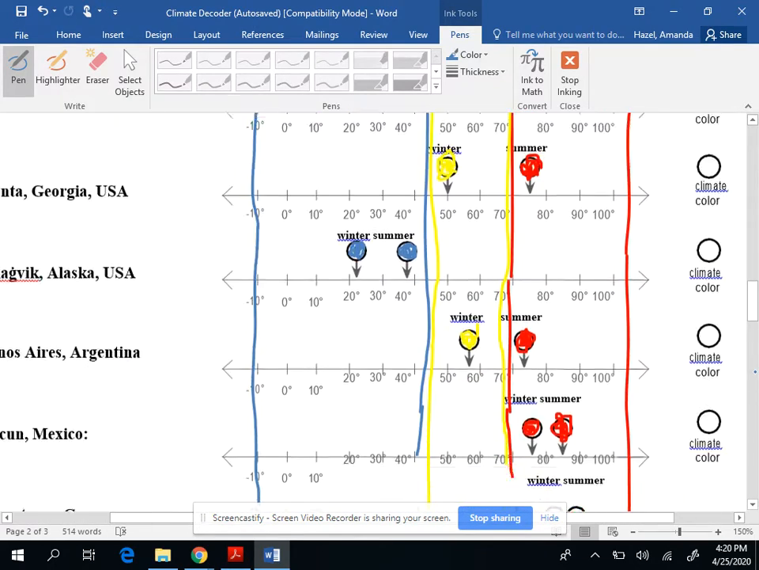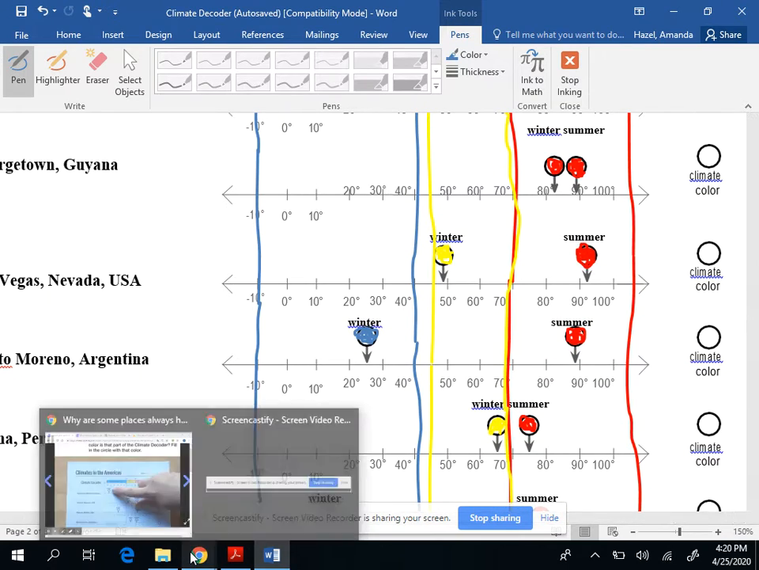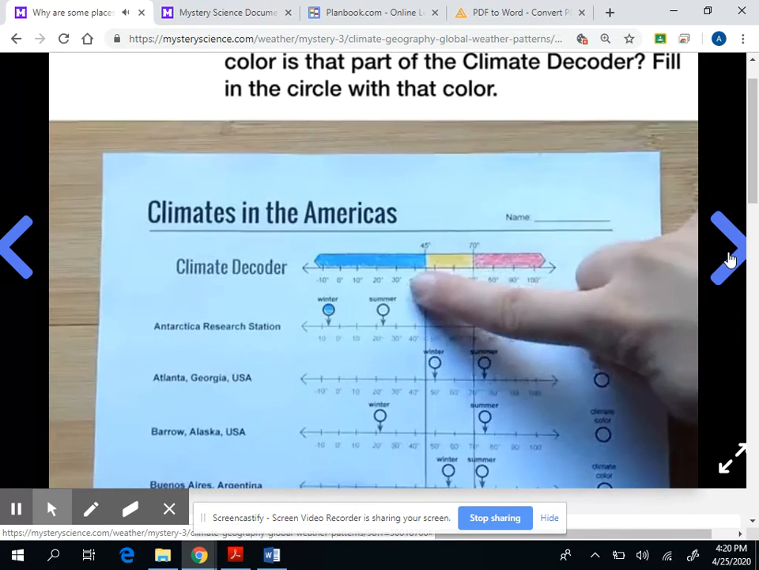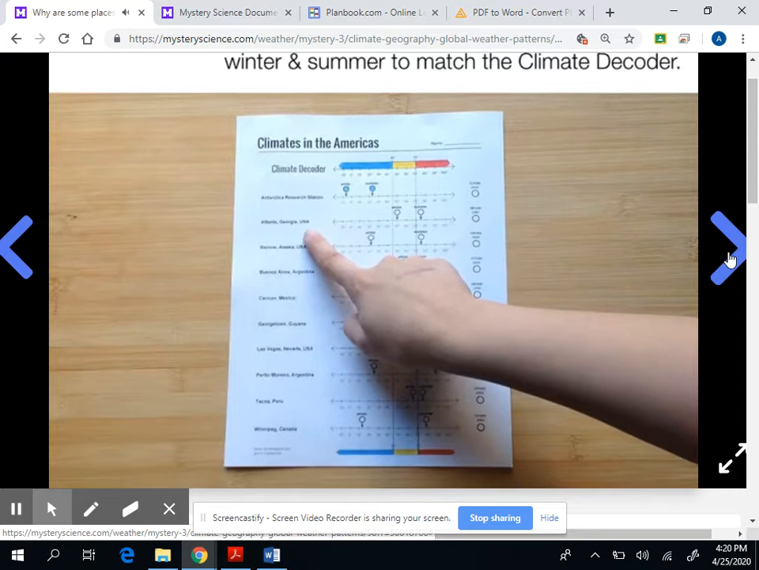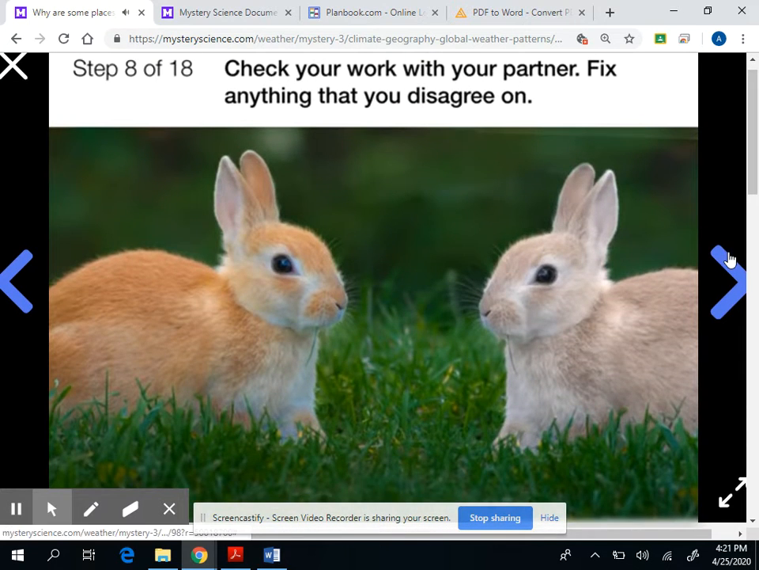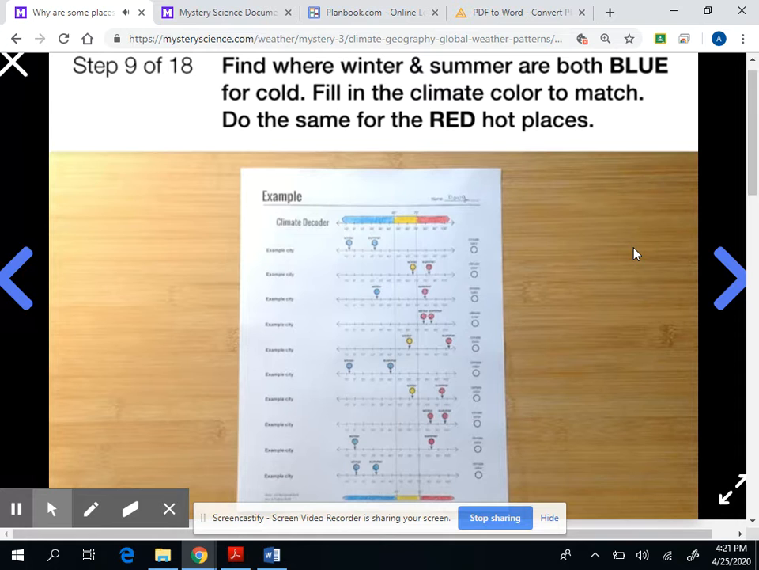And here's our map. Let's see what comes next. Let's finish the example now. Look at summer. Now do the other places. For each one, color winter. So we did all that. Check your work with your partner. Now you can figure out the climate for each place and color it the climate color.